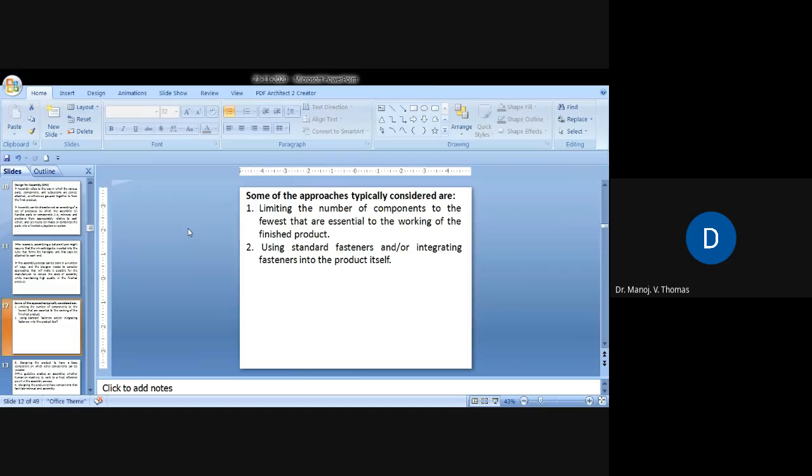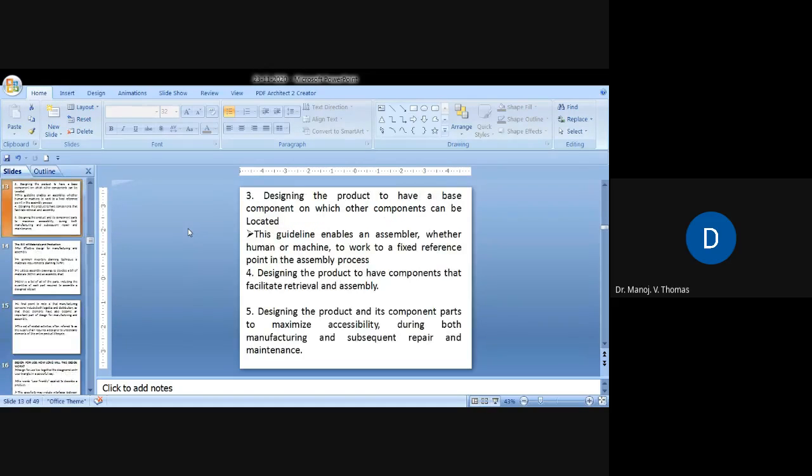Second one is using standard fasteners. This is more important in the case of mechanical or some hardware parts. Using standard fasteners, where fastener actually means the screws or nails which we use to tie together or tighten two components. So using standard fasteners and integrating fasteners into the product itself, that is one way of design for assembly. If you use standard fasteners, they will be available everywhere, so everybody can use them easily. They will not find a dearth of this fastener material.